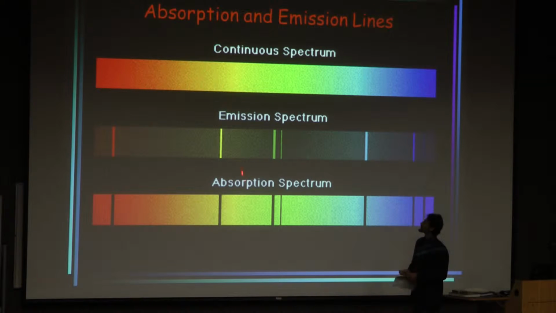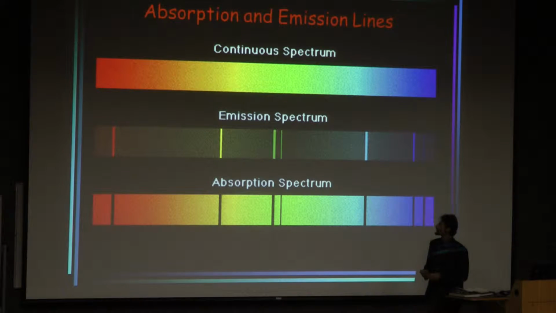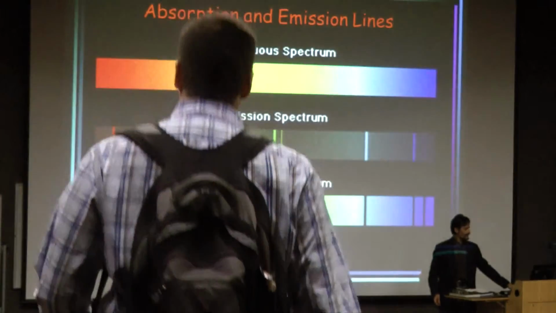Okay, so we talked about atomic structure and how it gives rise to the patterns and lines of a continuous spectrum, emission spectrum, bright lines against a dark background, and absorption spectrum, dark lines against the continuous background. And again, for a given substance, we're seeing the lines at the same wavelengths in their emission or absorption.